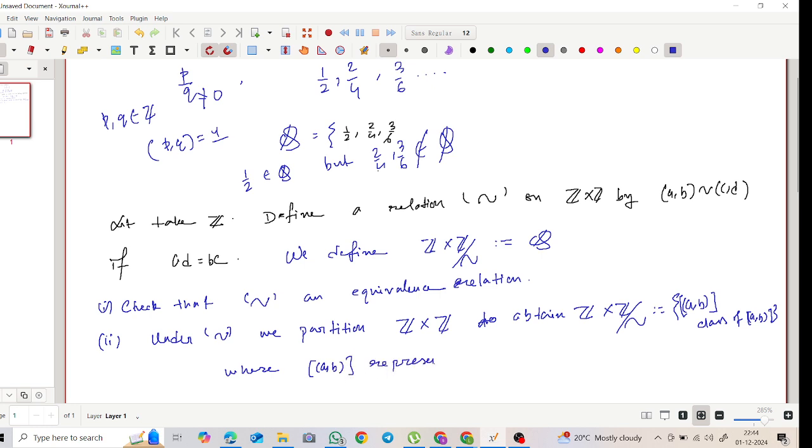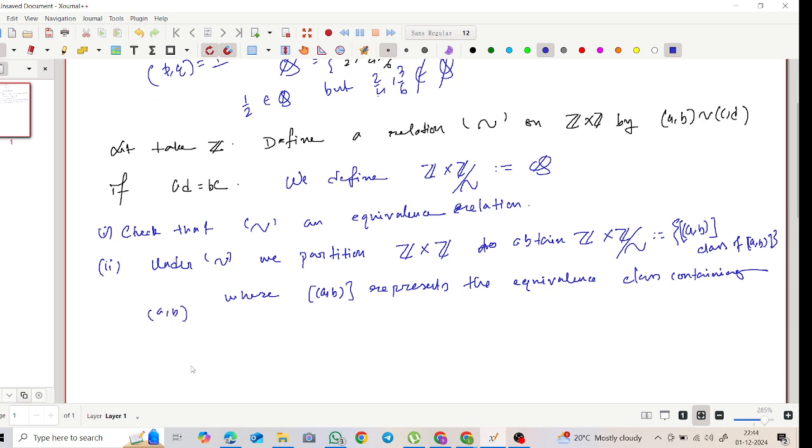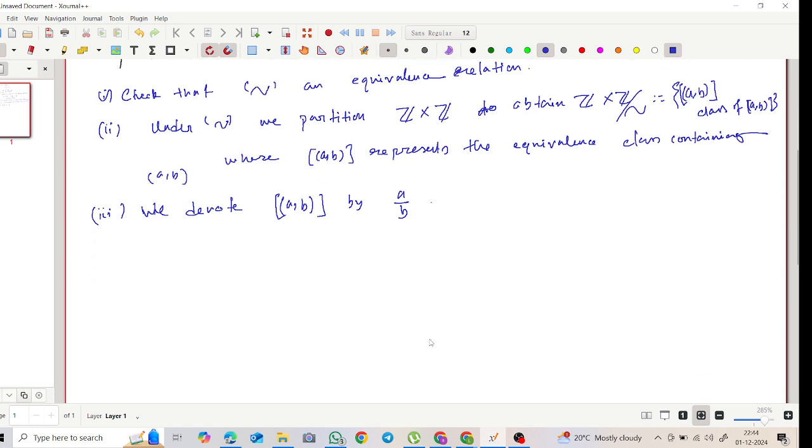Represents the equivalence class containing (A, B). Okay. We denote the class of this by A by B. Understand? So this is how we get Q. Understood?